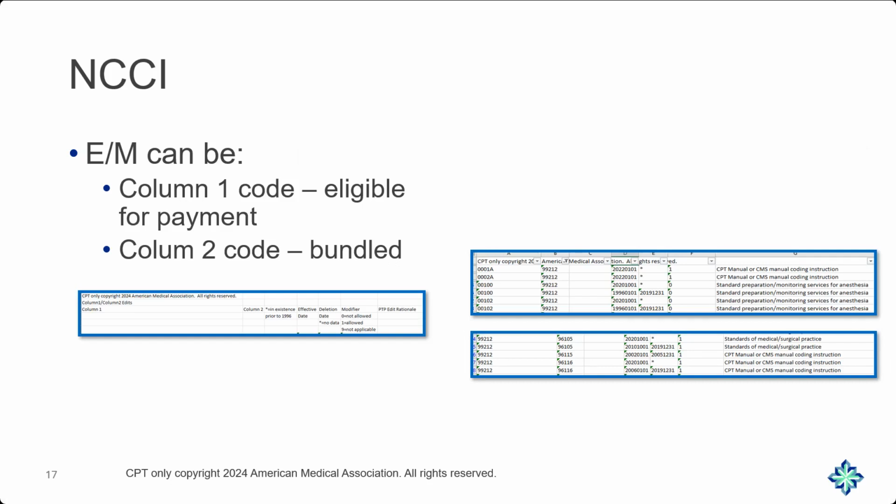Here you can actually see, if you look on what you're seeing, the first image is going to be just the top, and it kind of defines the columns, which we're going to talk about in a minute. On the right side, the top image, what you're seeing is that 99212 is actually a column 2 code there, and it's actually bundled into that column 1 code. Now, the bottom image is going to be the 99212, where it is the column 1 code, and it is going to be payable. So you want to take a look at these before you bill, and it'll let you know whether or not something is bundled.